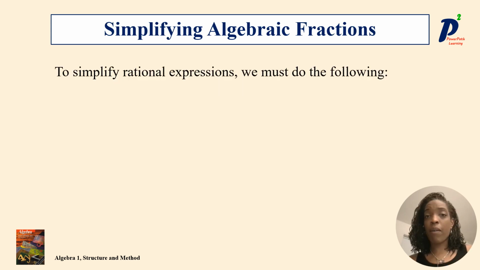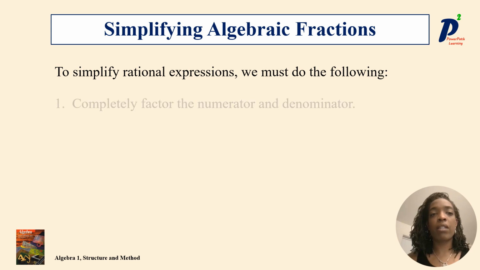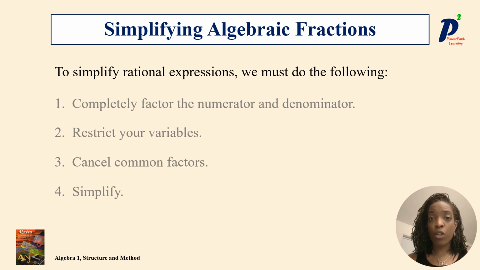In order to simplify rational expressions, we have to do the following: completely factor our numerator and our denominator, restrict our variables, cancel the common factors, and then simplify.